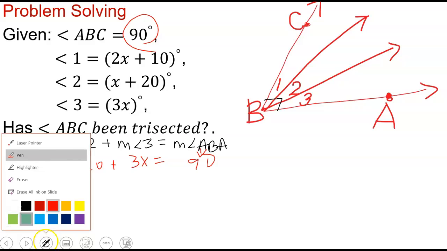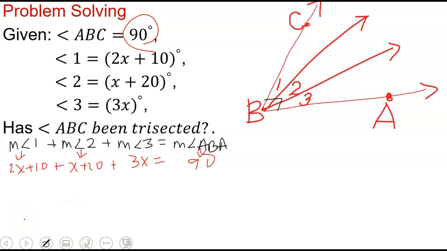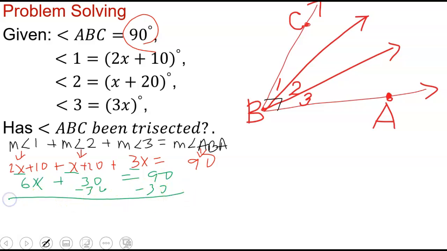So we collect like terms and simplify. All the ones with variable: 2x plus 1x plus 3x, 6x. Plus 10 plus 20 is 30, equals 90. Subtract 30 from both sides. So 6x equals 60. So we divide both sides by 6, x equals 10.